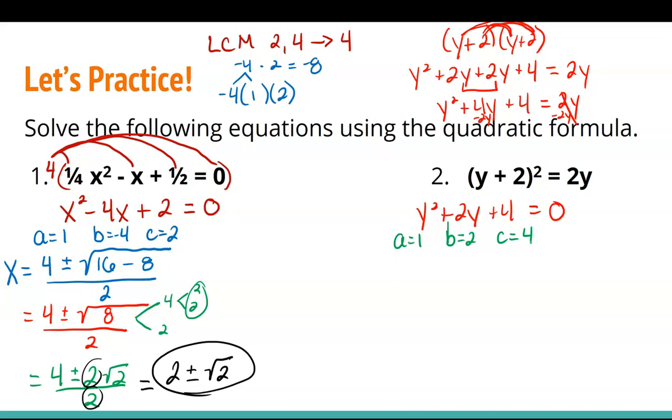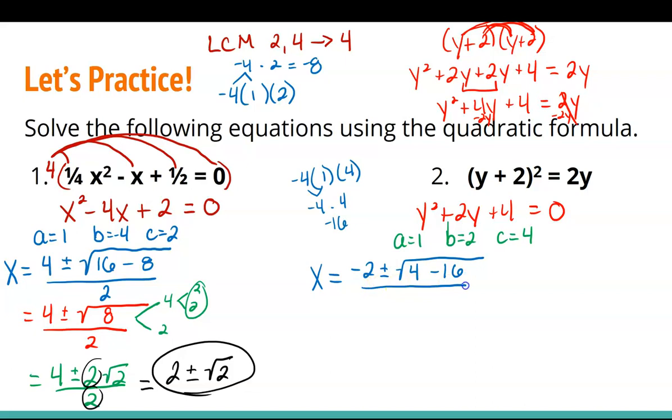So now that we've done some of that setup work, I would encourage you to pause the video and try it on your own. So we'll have x is equal to a negative b, so that would be a negative 2, plus or minus the square root of b squared, which if b is 2, b squared would be 4. Then off to the side, I'll show my work for the minus 4 times a times c. So that would be negative 4 times 1 is a negative 4 times 4 is a negative 16. So we'll have a minus 16 right here. And this is all over 2 times a, so 2 times 1 is 2.